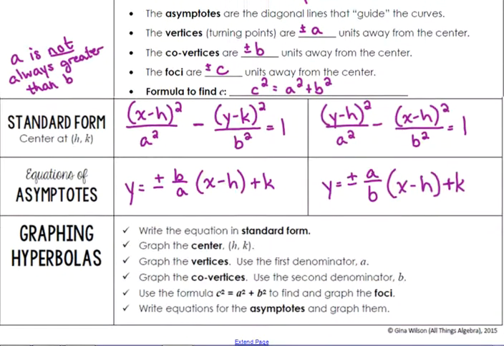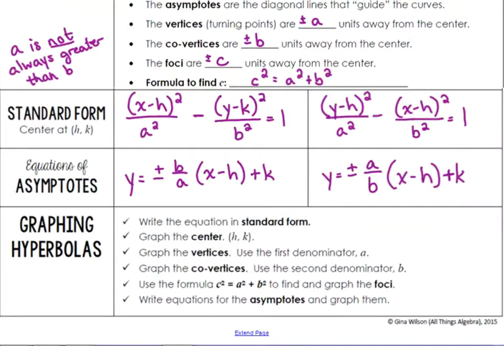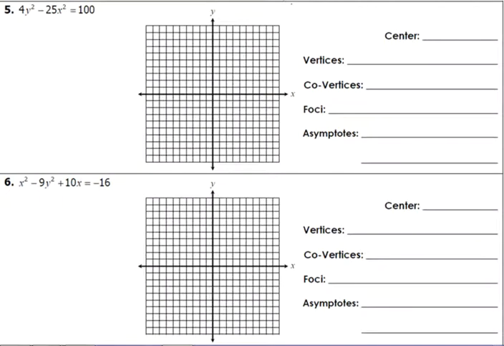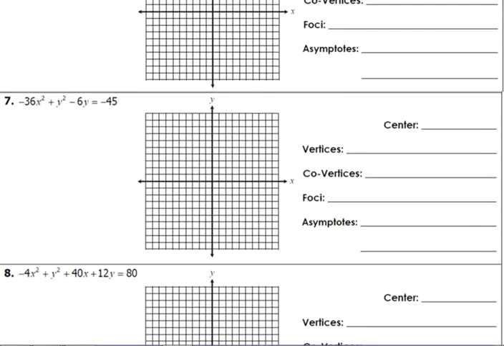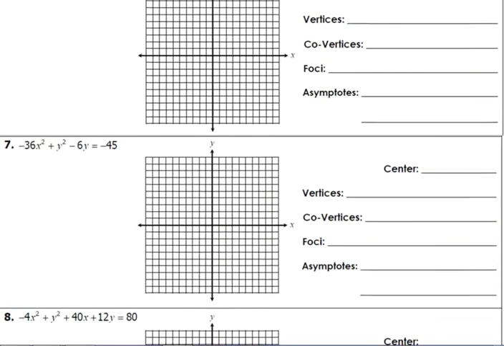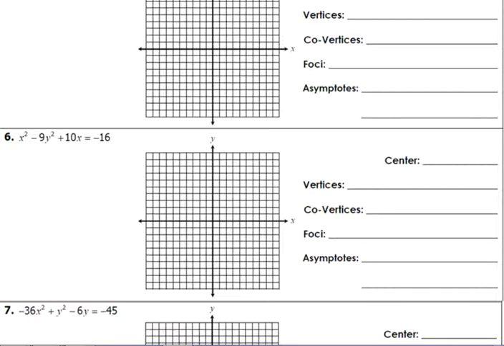So to graph our hyperbolas, obviously we need to be in standard form. We start by plotting the center, the vertices, the co-vertices. We use our formula to find our foci, and then graph the asymptotes is our last step. So let's look at graphing some of these. Let's look at number 6 first.